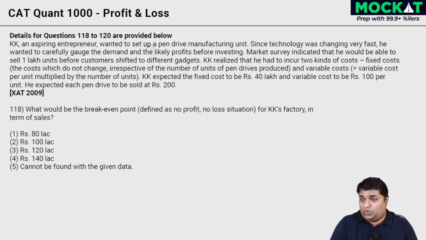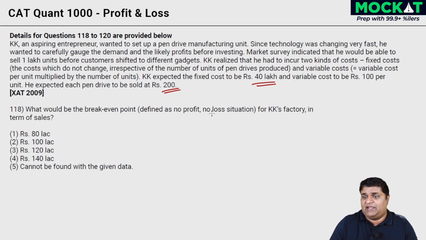KK, an aspiring entrepreneur, wanted to set up a pen drive manufacturing unit. Since technology was changing very fast, he wanted to carefully gauge the demand and the likely profits before investing. Market survey indicated that he would be able to sell 1 lakh units before customers shifted to different gadgets. KK realized that he had to incur 2 kinds of costs: fixed, irrespective of whatever, and variable, which equals variable cost per unit multiplied by the number of units, the way we know it. KK expected the fixed cost to be 40 lakhs and variable cost to be 100 per unit. He expected each pen drive to be sold at 200 rupees.